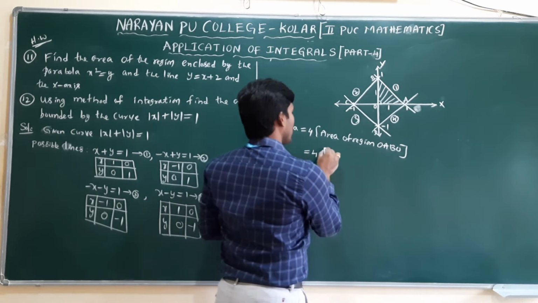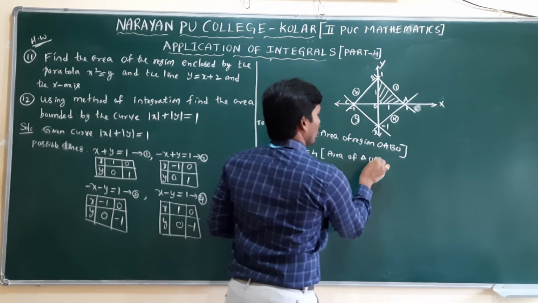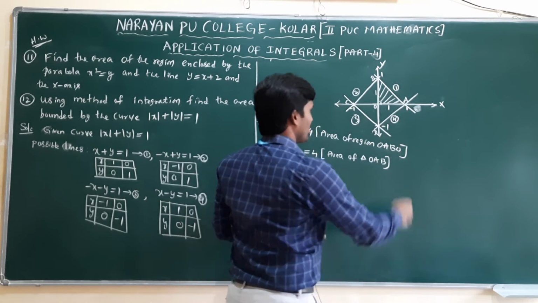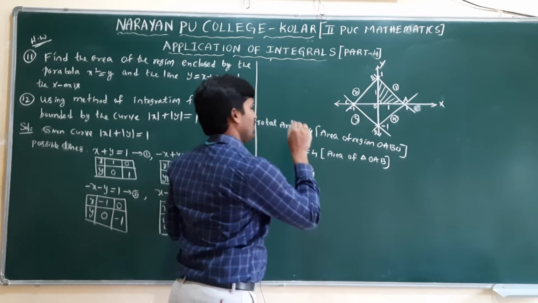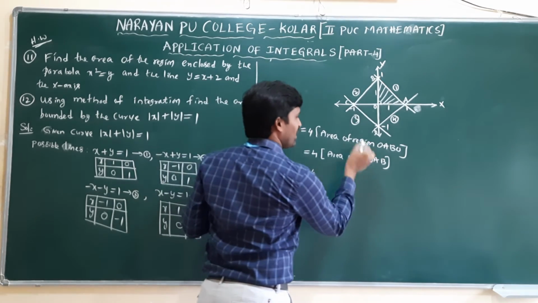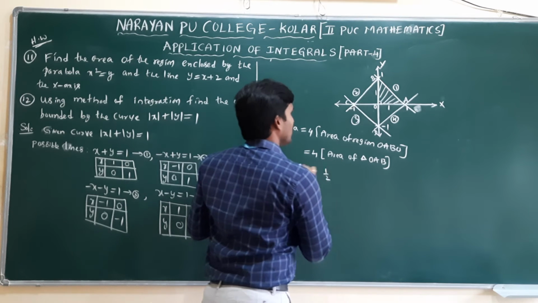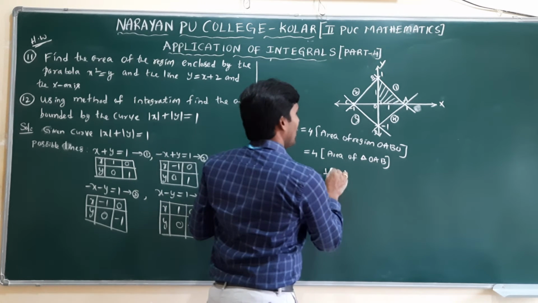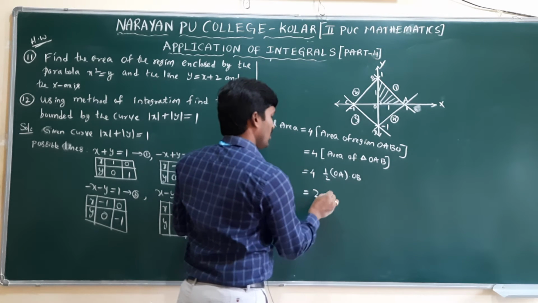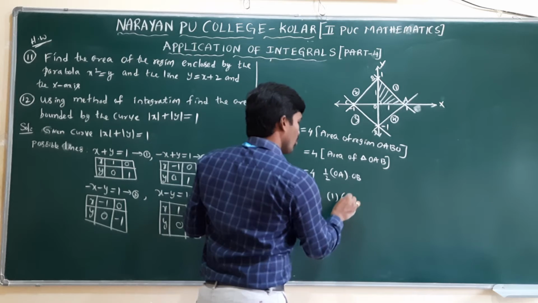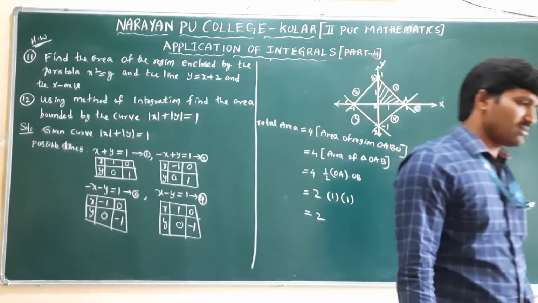Now this OABO is simply the area of triangle OAB. No need to apply integration here; we get it directly. Area of triangle OAB is half into base OA, height OB. Now 4 into 1 by 2 is 2, OA value 1, OB value also 1. The answer is 2 square units.